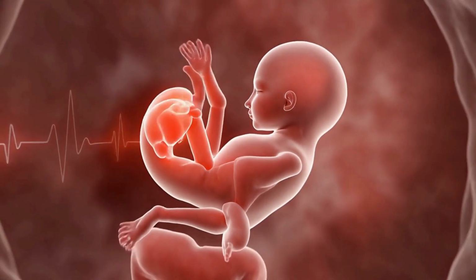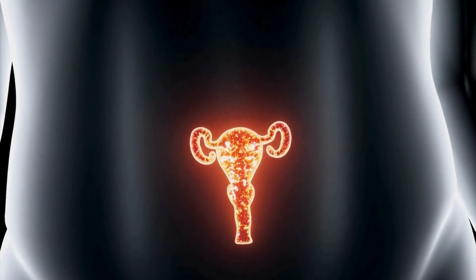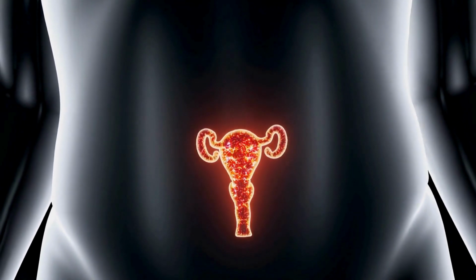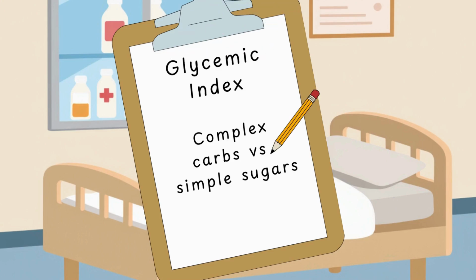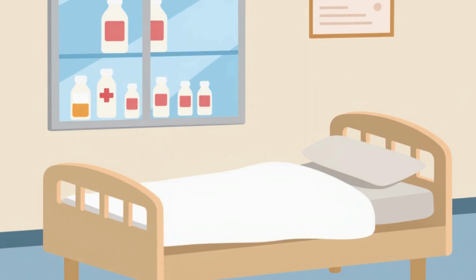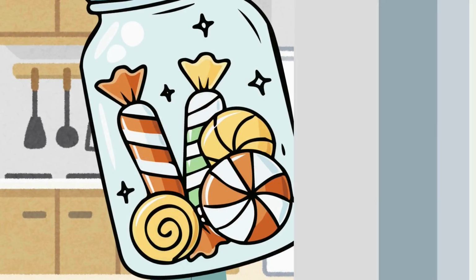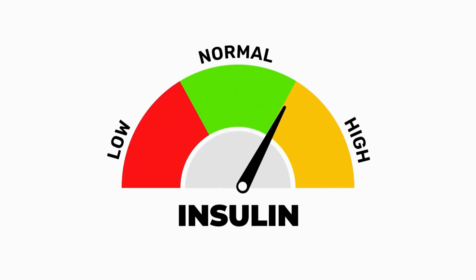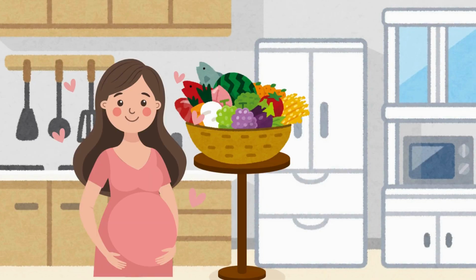Pregnancy naturally creates an insulin-resistant state due to hormonal and metabolic changes, so the type of carbohydrates consumed plays a major role in blood glucose control. Carbohydrates don't all act the same in the body. The glycemic index, or GI, ranks foods based on how quickly they raise blood glucose. High GI foods cause rapid spikes in blood sugar. Low GI foods lead to slower, steadier increases.